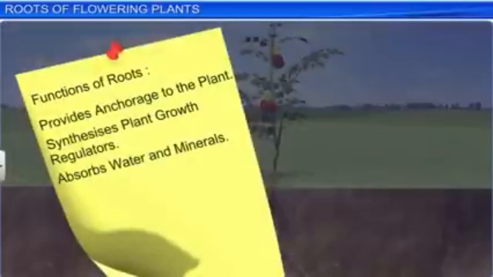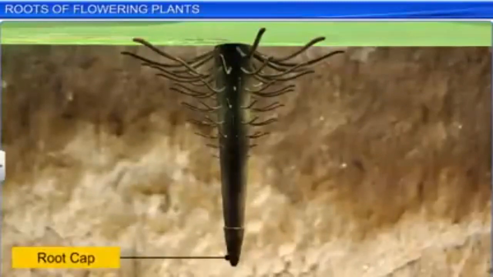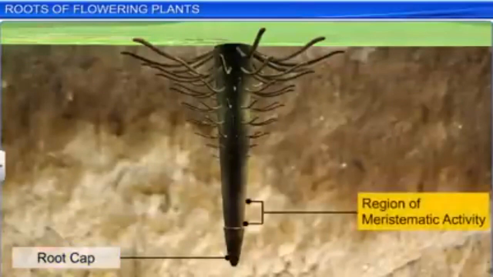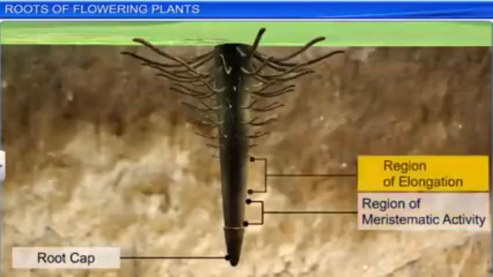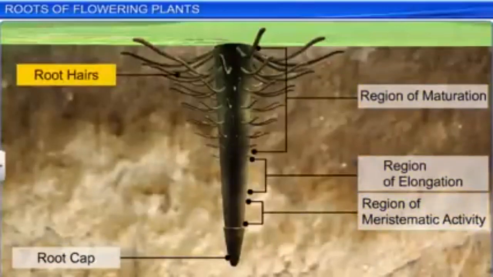The root system provides proper anchorage to the plant. It helps in the synthesis of plant growth regulators and is responsible for the absorption of water and minerals from the soil to different parts of the plant. From the tip upwards, a root has a root cap, a region of meristematic activity, a region of elongation, and a region of maturation along with root hairs.